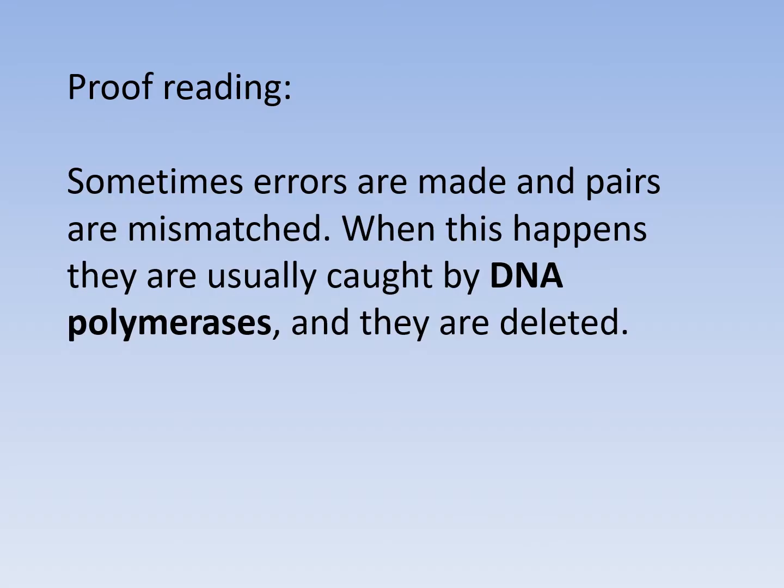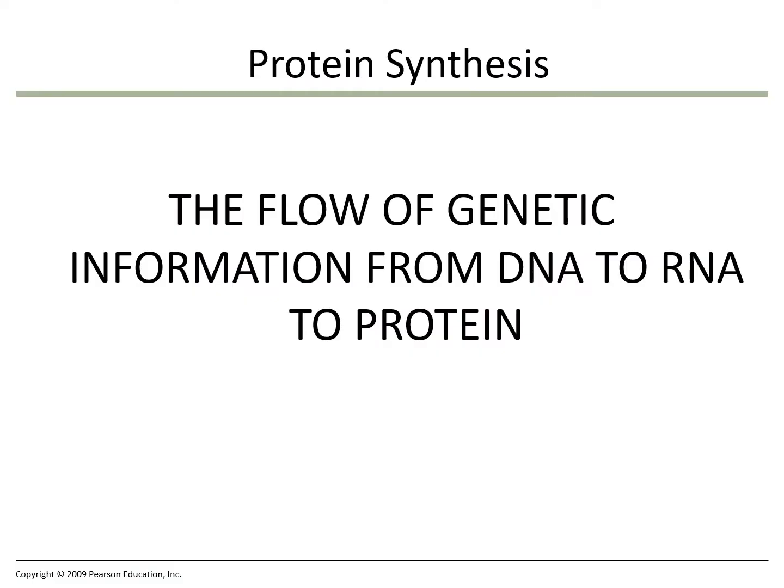Okay, now proofreading. Sometimes errors are made when replication occurs. There's polymerases, other enzymes that actually scan along the DNA molecule. And when they catch errors, they snip those out and put the right bases in place. So this is another way that the DNA replication is controlled. Errors are controlled in the DNA replication. Okay, so this is going to take us to protein synthesis, the flow of information from DNA to RNA to protein.